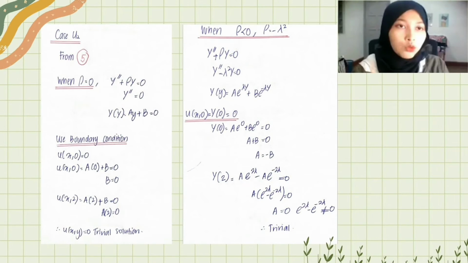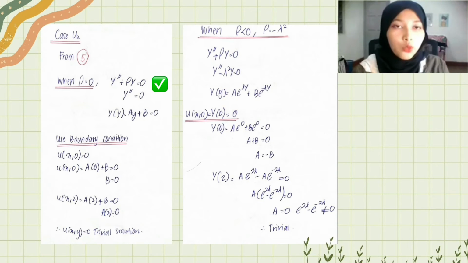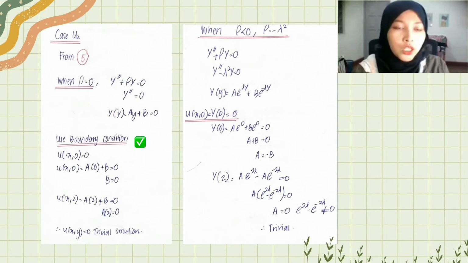Now let's proceed to solve case u2 from equation 5, which is the y equation. When p is equal to 0, y double prime plus p y equals 0, and we will get the general solution of y: y equals a y plus b. Then we use the boundary condition of case u2, which is u(x, 0) equal to 0. We substitute into the general solution of y, and we will get b equal to 0. And using the next boundary condition, we will get a equal to 0, and u is the trivial solution.